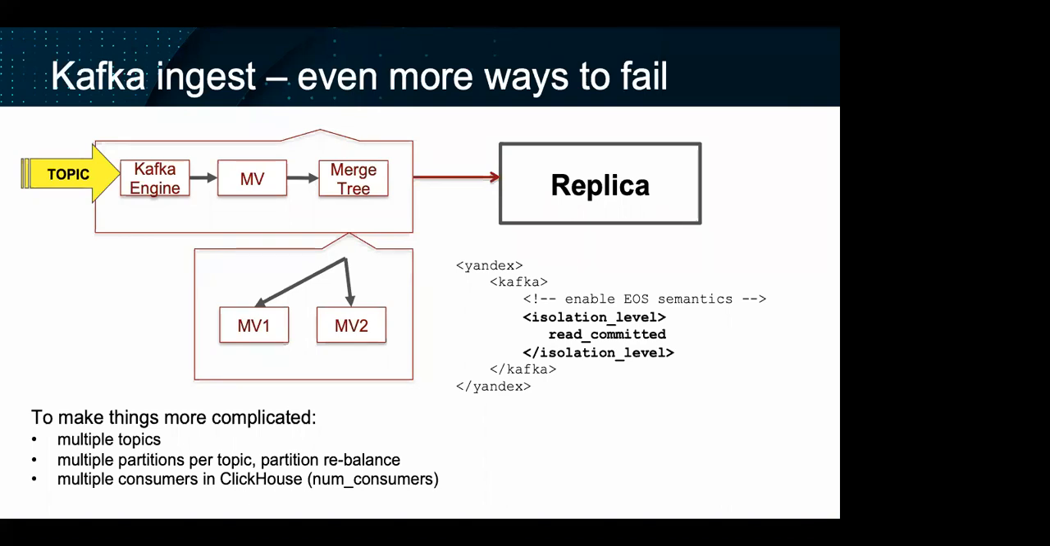There are several things that make this a bit more complicated: you may have multiple topics, you may have multiple partitions per topic with partition rebalance, and so on and so forth. But more or less, it is already solved in ClickHouse. So we think that Kafka ingest is pretty much reliable.